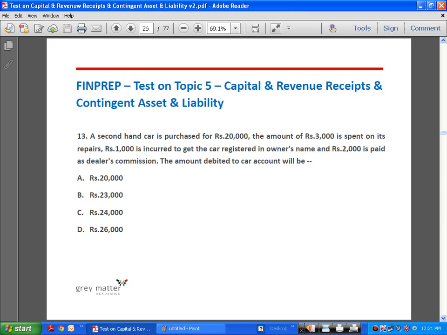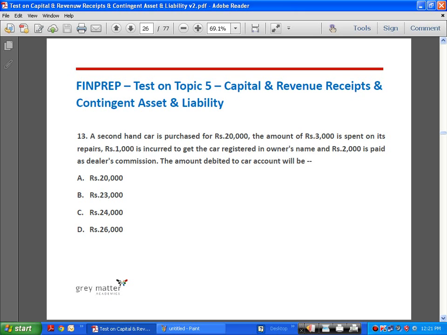Alright, so let's look at problem number 13. A second-hand car is purchased for rupees 20,000. An amount of 3,000 is spent on its repairs. Rupees 1,000 is incurred to get the car registered in the owner's name, and 2,000 is paid as dealer's commission. Okay, so what is the amount that is to be debited to car account?